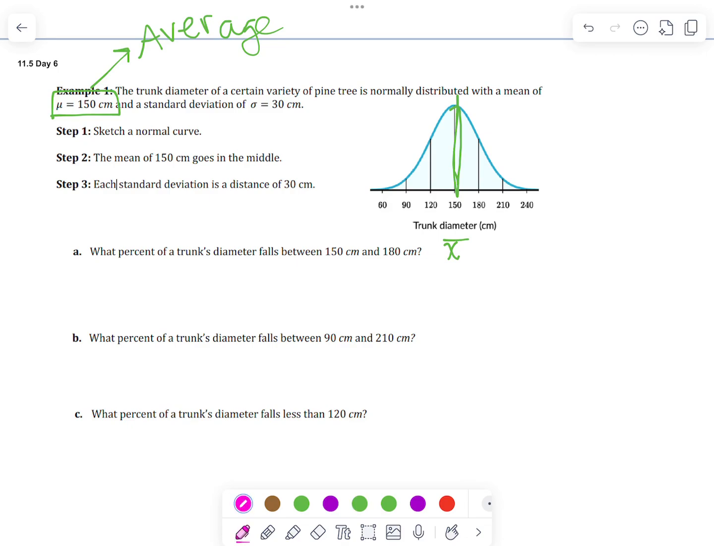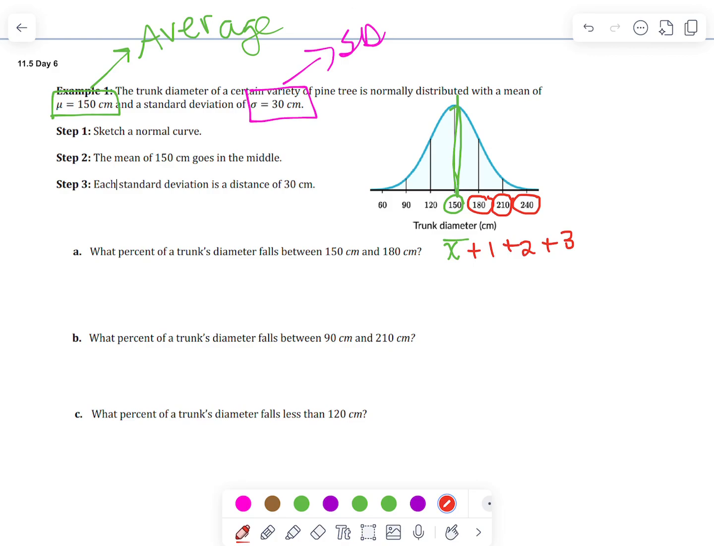Then the other thing it gives us in our graphing calculator is the standard deviation. So I just nicknamed that SD for short. And so what we do is we create a set of values on this number line. So 150 is in the center. And then if we go +1 standard deviation, so +1, we would add 30 to our mean. If we go to +2 standard deviations, we add another 30 centimeters. And then 3 standard deviations, we add another 30.